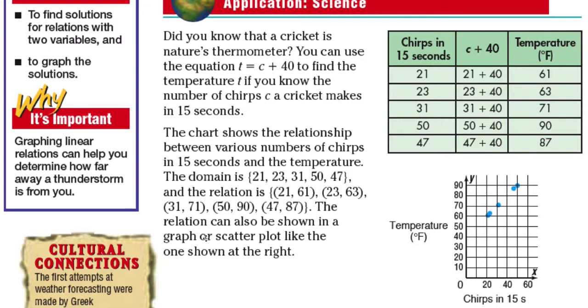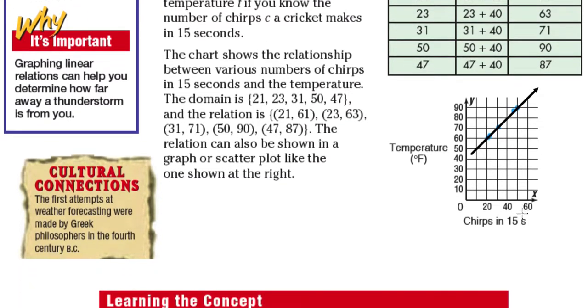The relation can also be shown in a graph, a scatter plot like the one shown at the right. If you look at this one, it looks like a scatter plot. And if you notice, when we talk about scatter plots, this seems to be a positive relationship because the dots seem to slant upward.